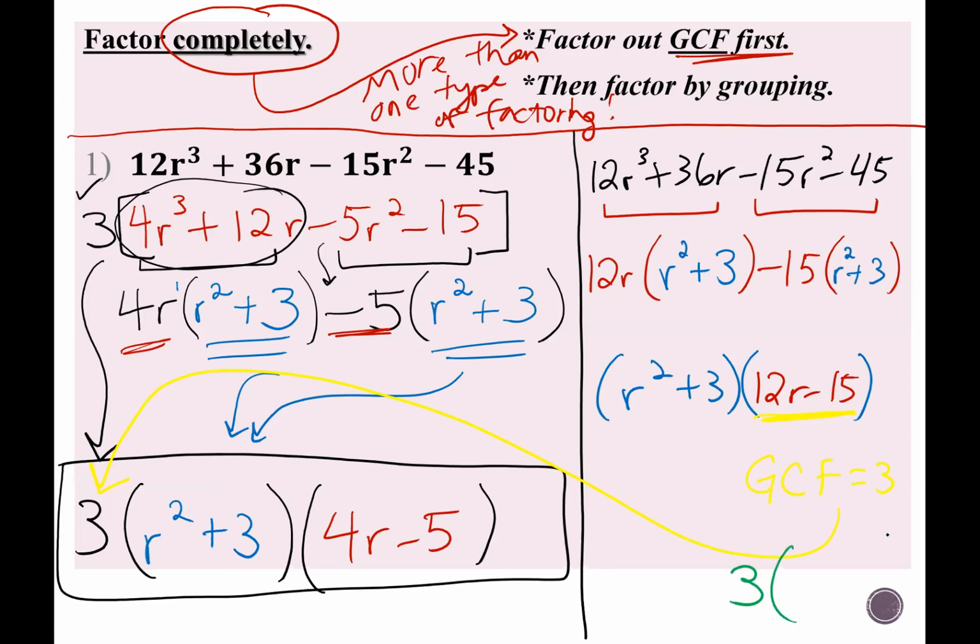Okay, and then what's left over is the 4R minus 5. Meanwhile, the R squared plus 3 will still be there. Now that looks weird maybe to have it written in that order. So feel free then to rearrange it and write that 3 all the way out to the left.